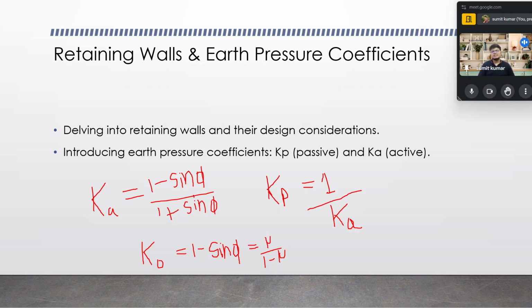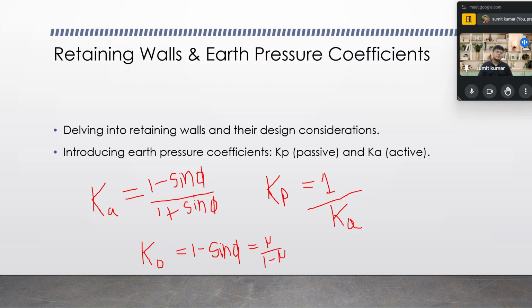When we talk about the retaining wall and the earth pressure coefficient, we know that in the retaining wall and its design consideration, the earth pressure coefficients Kp and Ka come into action. Over here, you can see the passive earth pressure Kp is the inverse of the active earth pressure, so Ka and Kp are inversely related, that is Ka is equal to 1 by Kp. And to find the coefficient of active earth pressure, we say (1 minus sin phi) by (1 plus sin phi), where phi is the angle of internal friction.